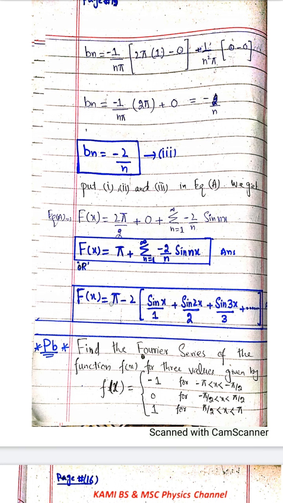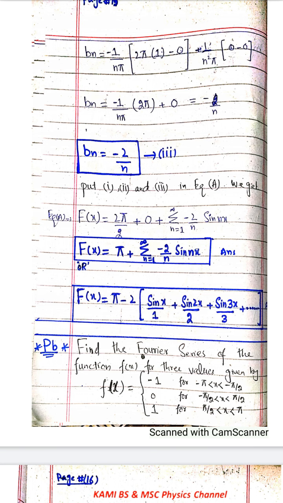Or we will write this f of x is equal to pi minus 2, this 2 is written before the summation, and we will expand the summation. Sin nx, n starts from 1, so we will put n is equal to 1, so we will get sin x divided by 1. Here is n.